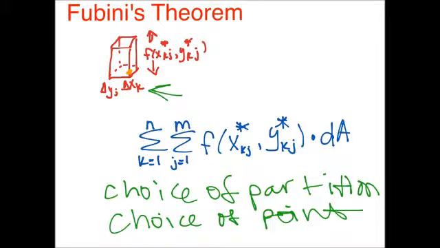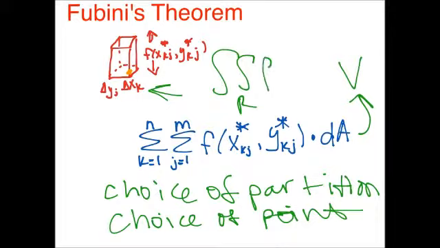So the final bit over all these choices is V, right? So it goes towards V. And we have that the sum of k equals 1 and the sum of j equals 1 to n, m of f(x_kj*, y_kj*) times delta A goes towards the double integral over the region R of f(x, y) dA.